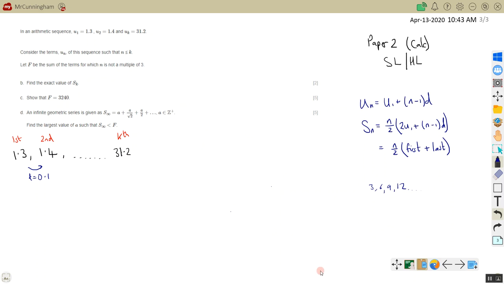Okay, so let me just check what the first question is. For some reason for this question, there is no part A, just go straight into part B. Find the exact value of S of k. I'm essentially going from the first term up to the kth term. This is my first term, this is my last term, okay? So I need to work out how many terms I have actually got here, if I'm going to use this formula. What term is this? Okay, and I'm going to use this formula.